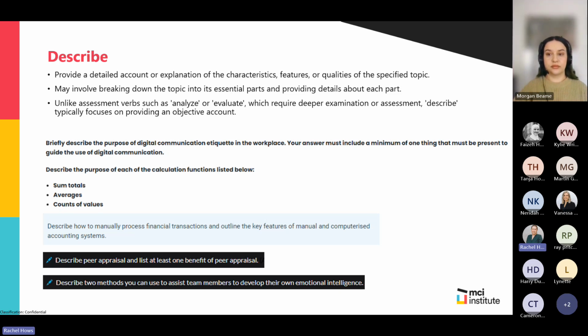Unlike assessment verbs such as analyse or evaluate, which require deeper examination or assessment, describe typically focuses on providing an objective account. So it's not asking for your opinion or anything else, it's just describing characteristics. So there's some examples there: briefly describe the purpose. There's a few purpose ones there. Describe how to manual process. So that's some examples from the assessments in the courses.